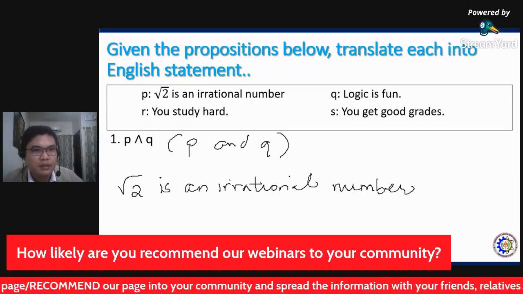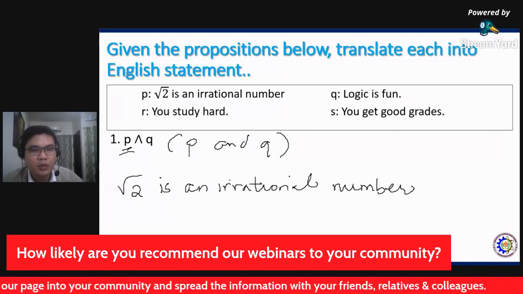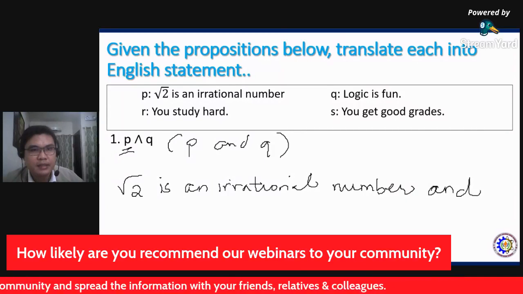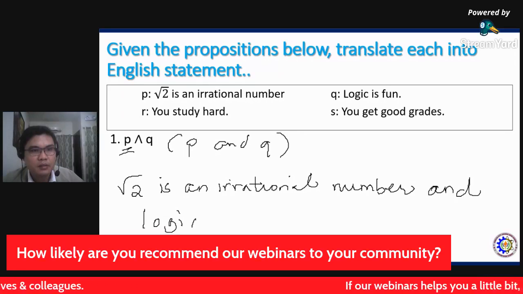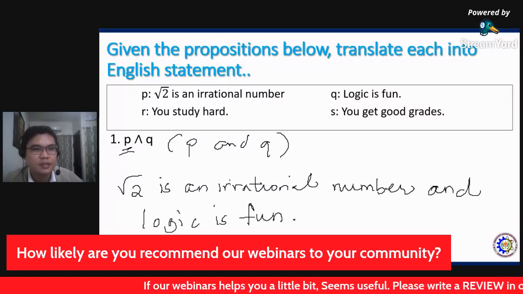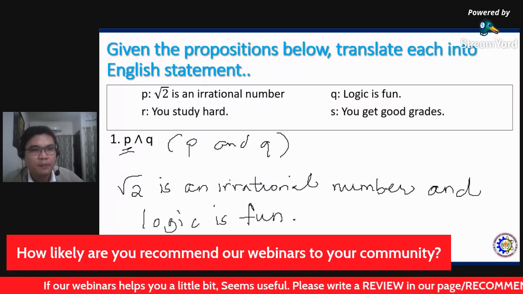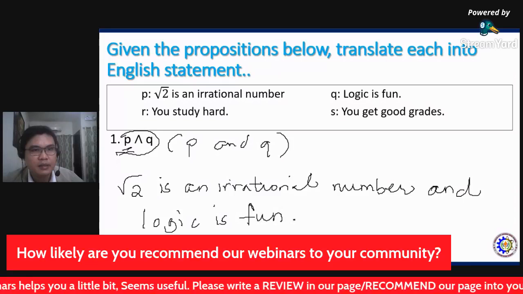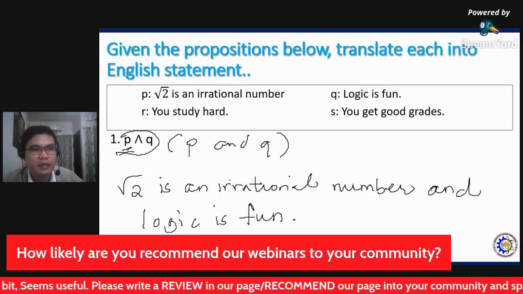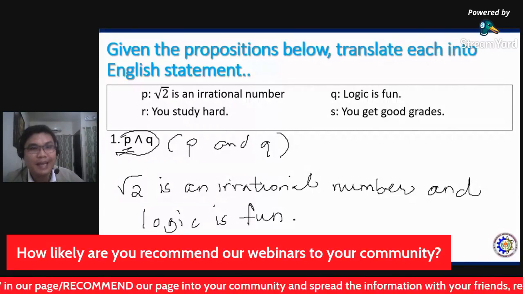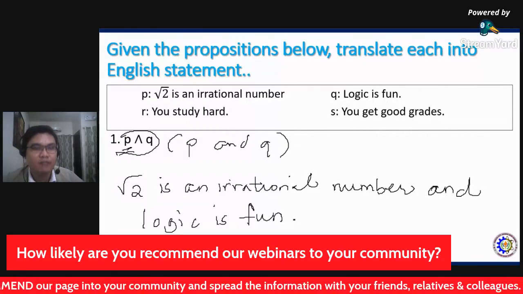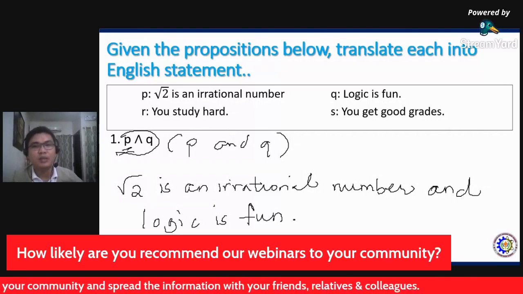Okay. That is P. And then we need to write the word "and" as the logical connector, and write the Q then. Proposition Q: logic is fun. Okay. So this is the given one, and this is the answer. This is the equivalent English statement. So: square root of 2 is an irrational number and logic is fun. Okay. Quite easy, no? Quite easy.